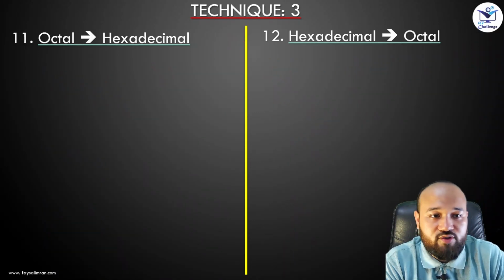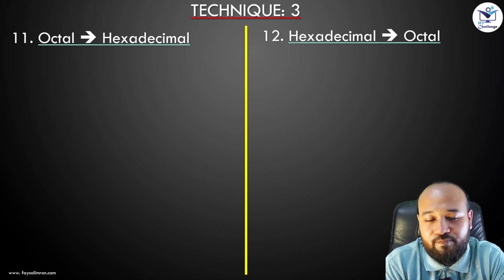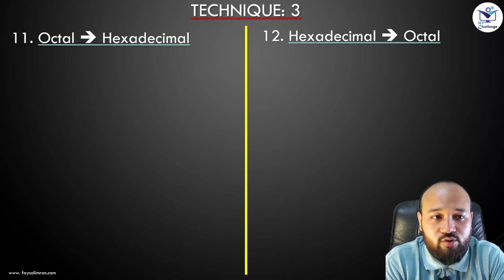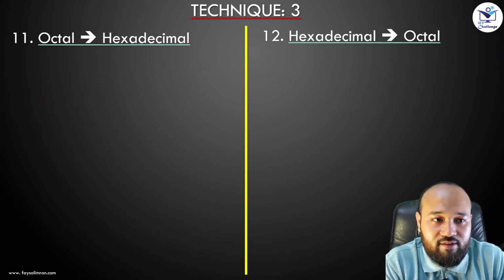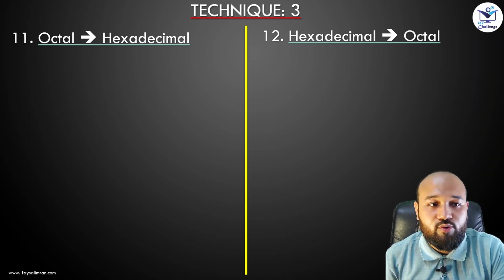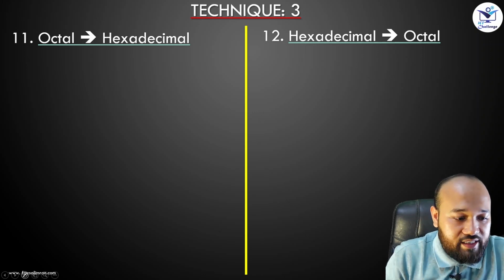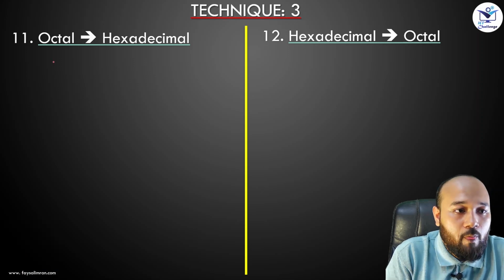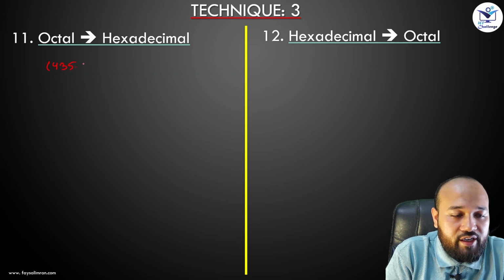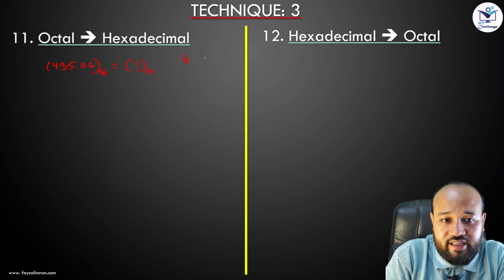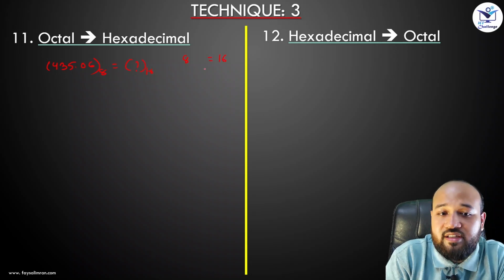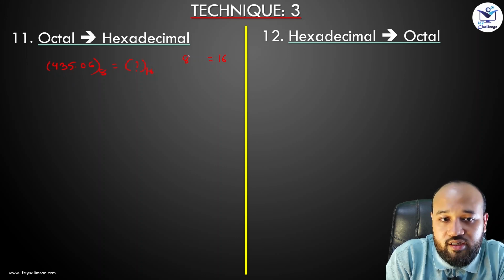Our last conversion is octal to hexadecimal and hexadecimal to octal. Here we have no extraordinary rules. We just combine those 4 rules for this conversion. Okay, so octal to hexadecimal. Now we write an octal number like 435.06. So octal system we have to go to hexadecimal number system. So here the base of the octal is 8 and the base of hexadecimal is 16. So this is a technique actually.